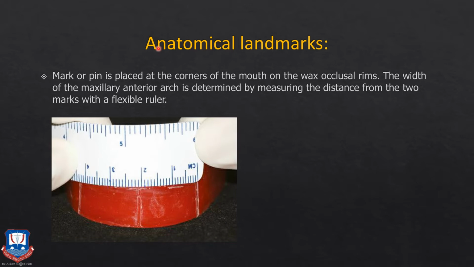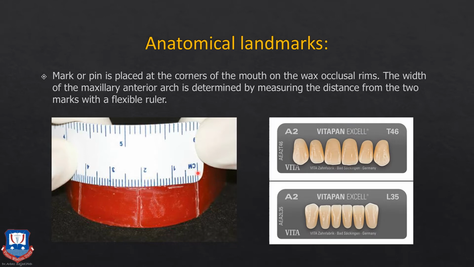So next is by the use of anatomical landmarks. You have already done the jaw relationship. Markings are placed on the corners of the mouth, that is the commissures of the mouth, in the wax occlusal rim, extending vertically parallel to each other. Then this distance is measured using a flexible ruler, and this measurement will be a guide for selection of the size, or the width, of the anterior tooth mold.